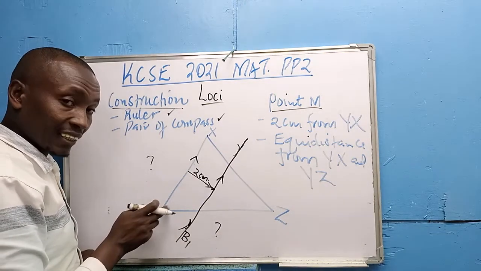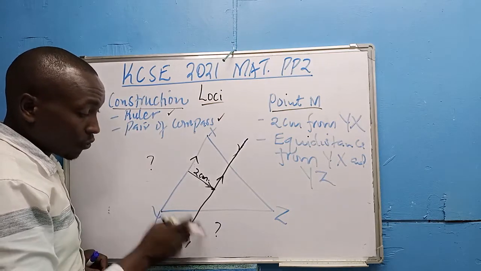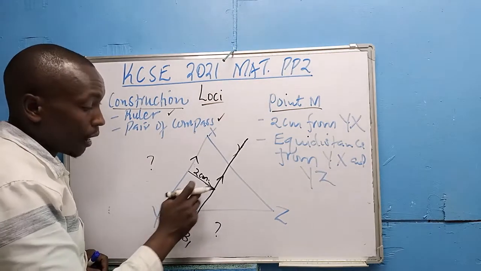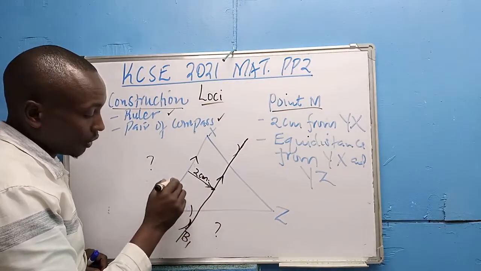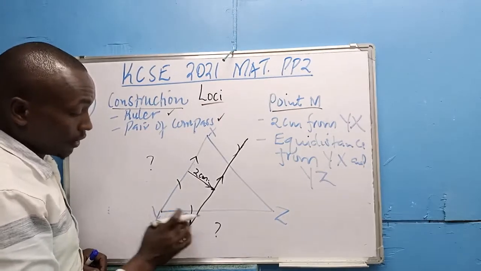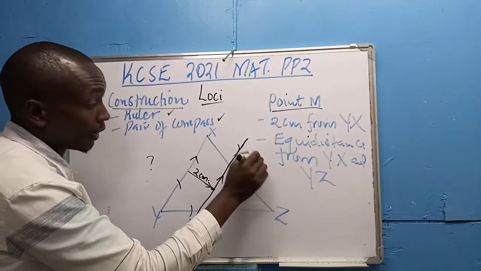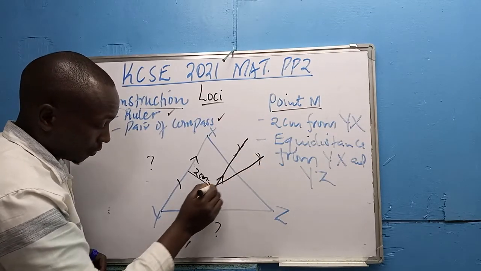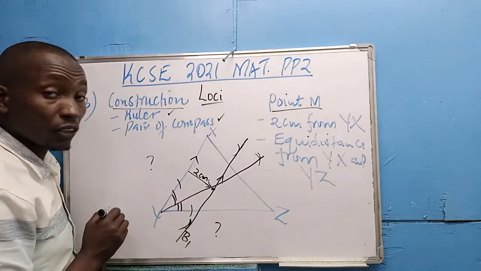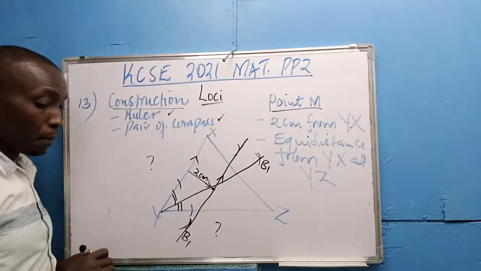That is a bisector of this angle. Any point that is equidistant from these two lines is on the bisector. So all the student needs to do is to bisect. Standing here, arc, arc. Then over here you make an arc. The same radius, standing here, make an arc. Then join. That is a bisector. These two angles are equal. By doing that bisector, another mark.